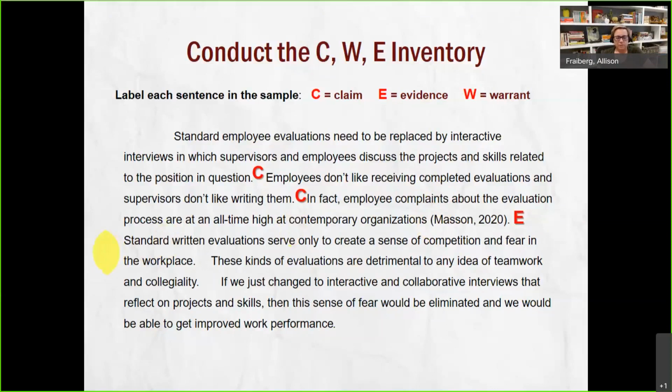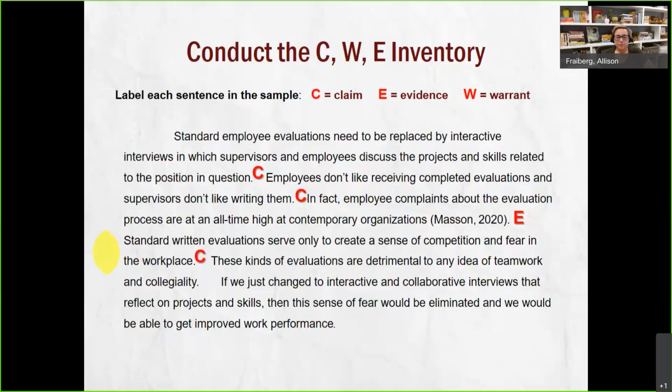Standard written evaluations serve only to create a sense of competition and fear in the workplace. Claim, evidence, warrant. It's also a claim because you're saying evaluations only create competition and fear. Well, we could have a conversation about that. We could have really different perspectives on that, and we could have an engaged, thoughtful discussion. It's a claim.